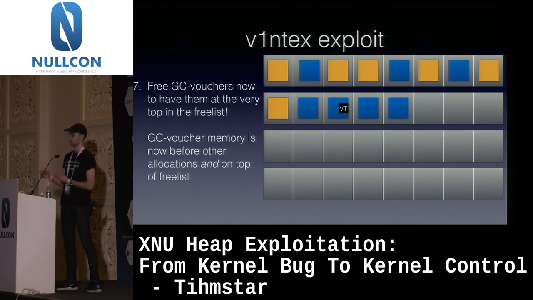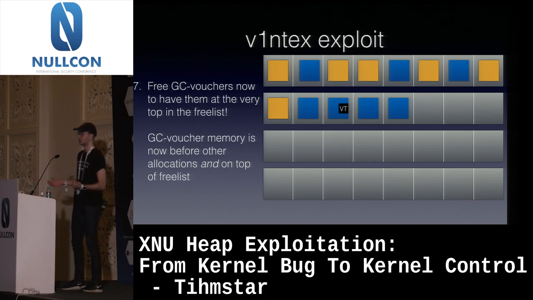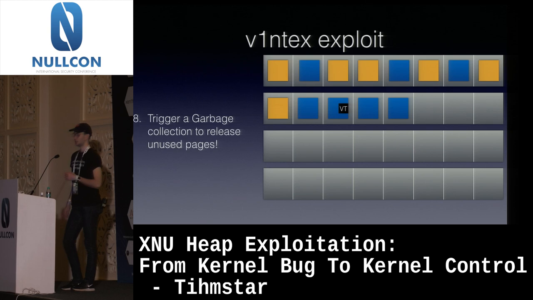We free the GC vouchers to have them A at the very top of the free list, in case there is such a thing as a free list, which I don't know. And B, they're also hopefully at lower addresses in memory than everything else. So these are the two assumptions I make. So the assumption is that when I do an allocation next, hopefully it will be one of the GC vouchers' slots reused.